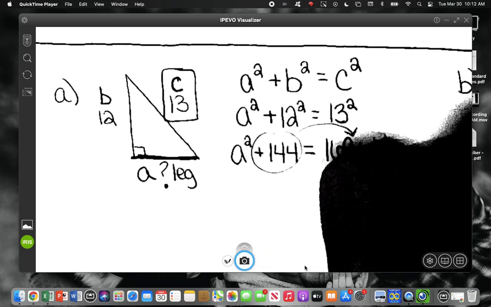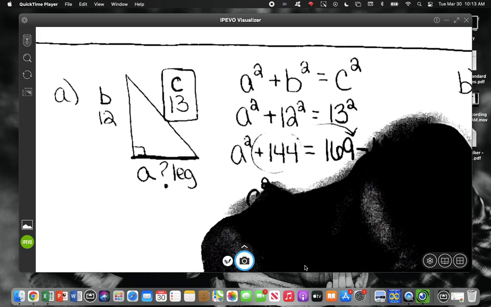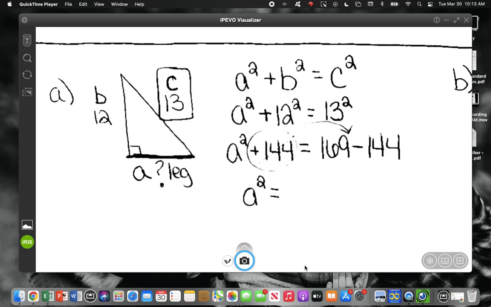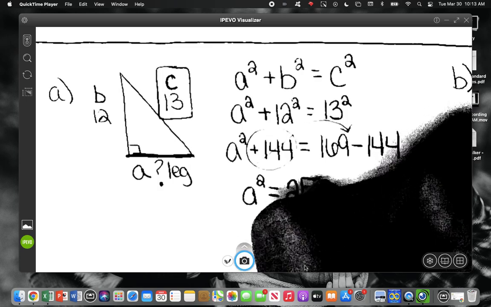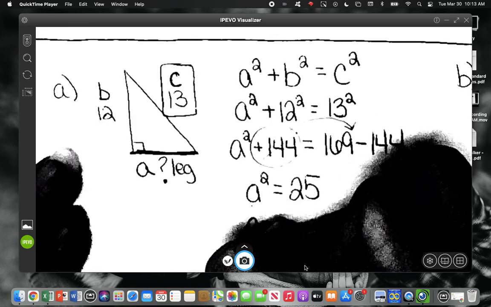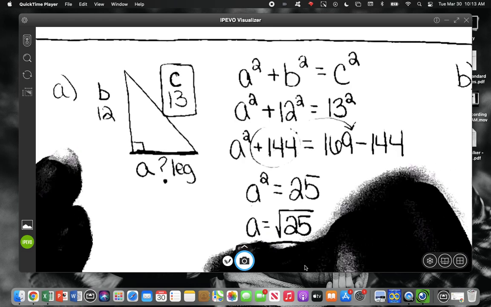Becomes a negative. And so if we subtract that, what is 169 minus 144? 25. All right, so we are now to the final step. We're trying to figure out what number squared is 25. Most of you probably know this one in your head, right? All right, if you don't know the answer's 5, how do we do that? We take the square root of 25 and we get an answer of 5.